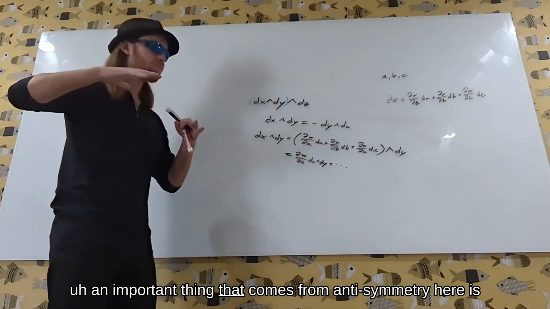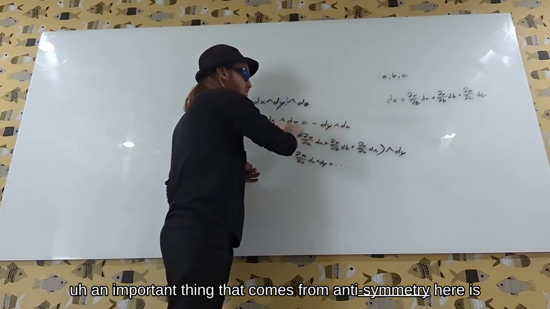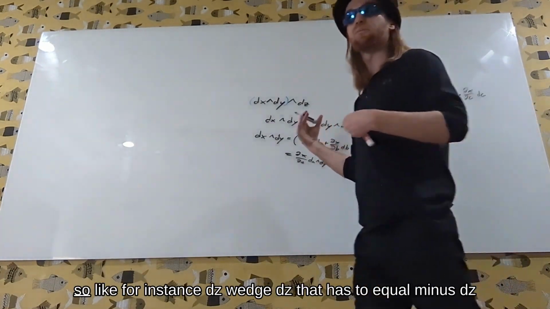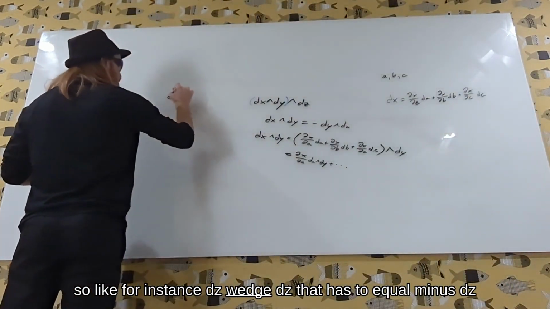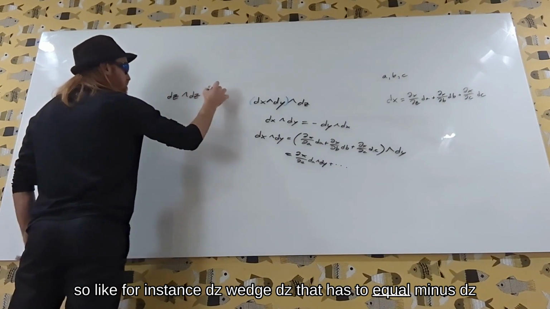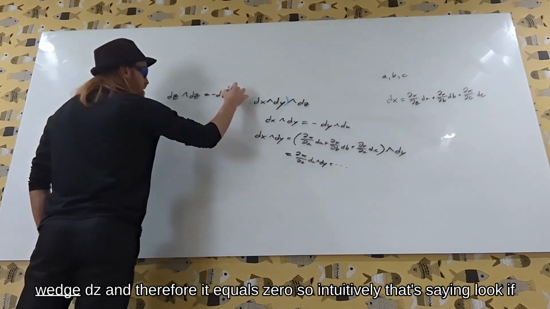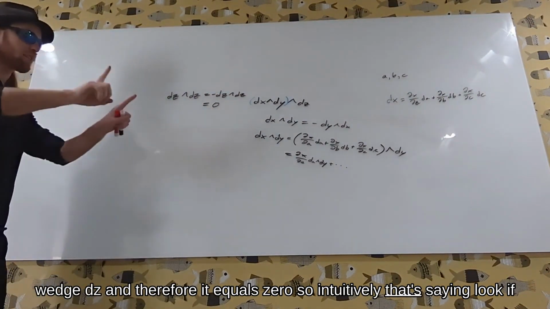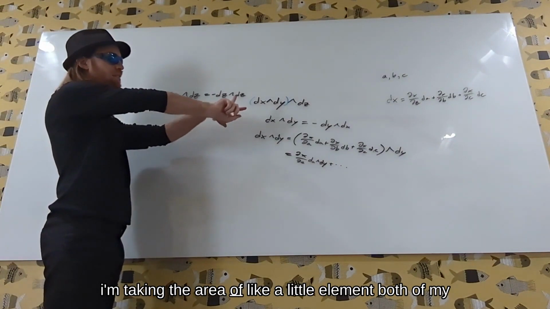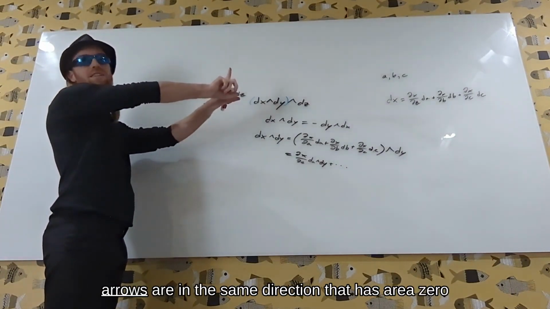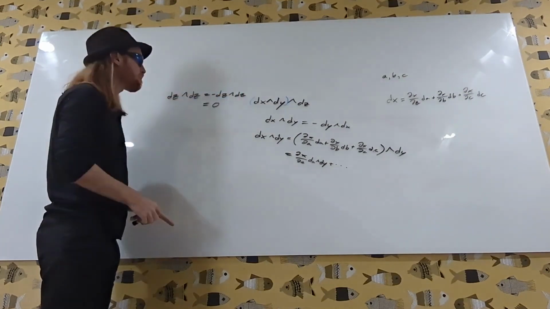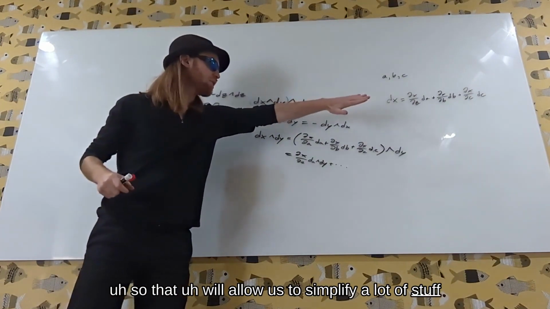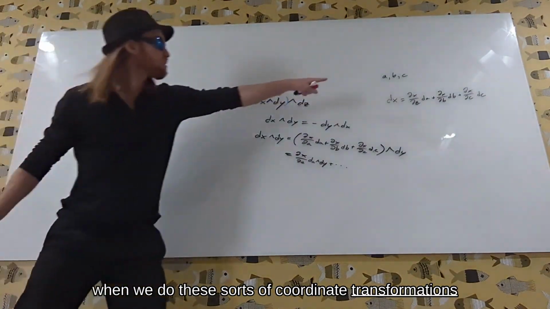An important thing that comes from anti-symmetry is if you take anything wedged with itself. For instance, dz wedge dz has to equal minus dz wedge dz, and therefore it equals 0. Does that make sense? Intuitively, if I'm taking the area of a little element where both of my arrows are in the same direction, that has area 0. That will allow us to simplify a lot when we do these coordinate transformations.